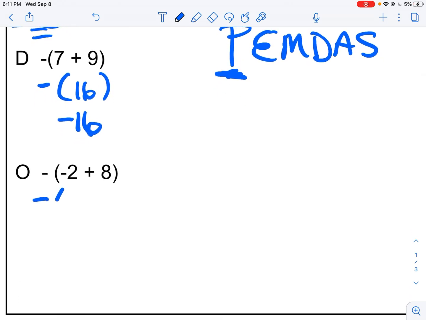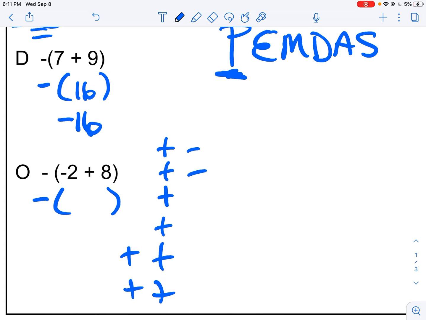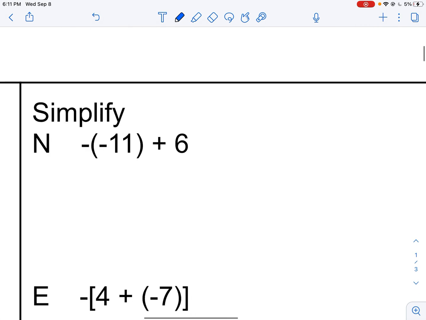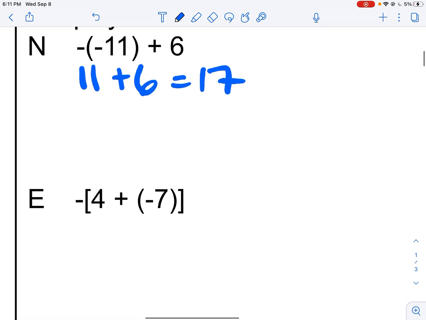Right here, again, I do what's inside the parentheses first. I have 1, 2, 3, 4, 5, 6, 7, 8 positives. I have 2 negatives. These cancel out, so I'm left with 6 positives. Negative times a positive is a negative 6. Right here. Again, the opposite of a negative is a positive. I have 11 positives. I have 6 more positives. I have a total of 17 positives.